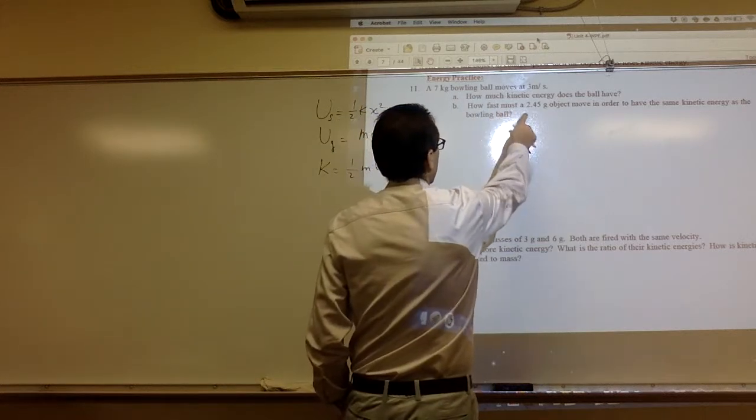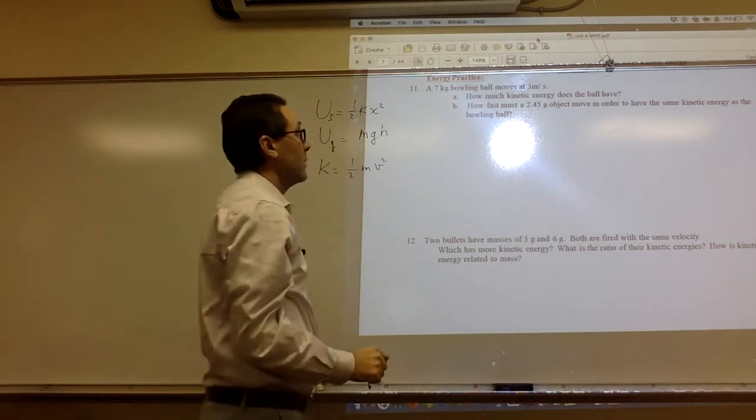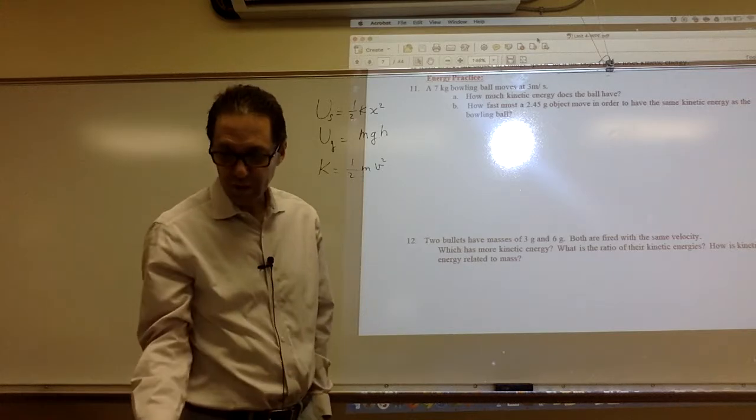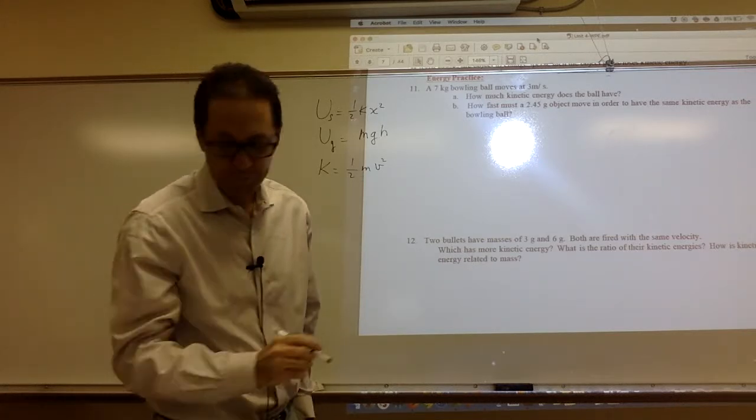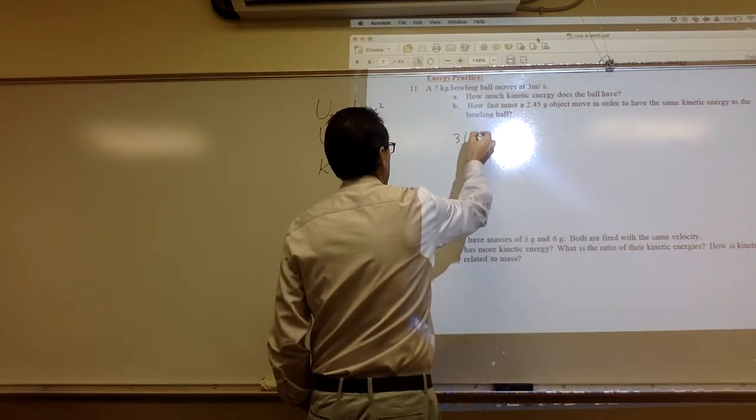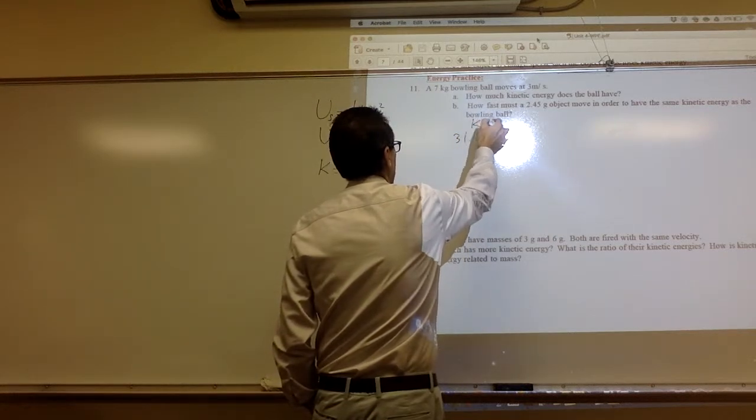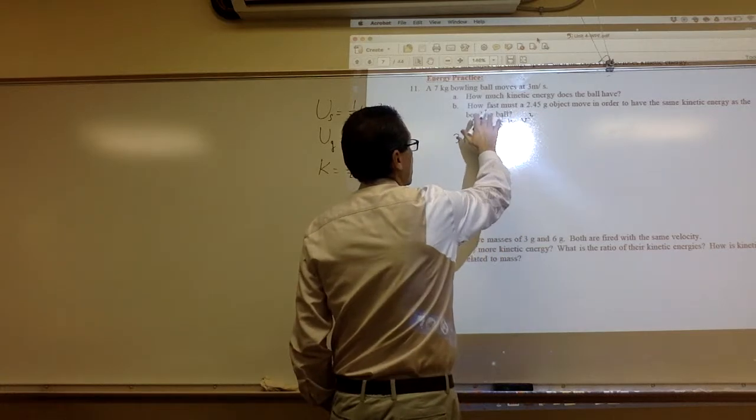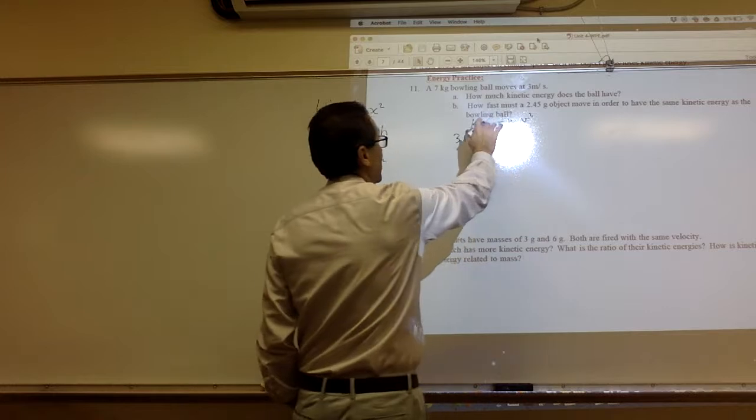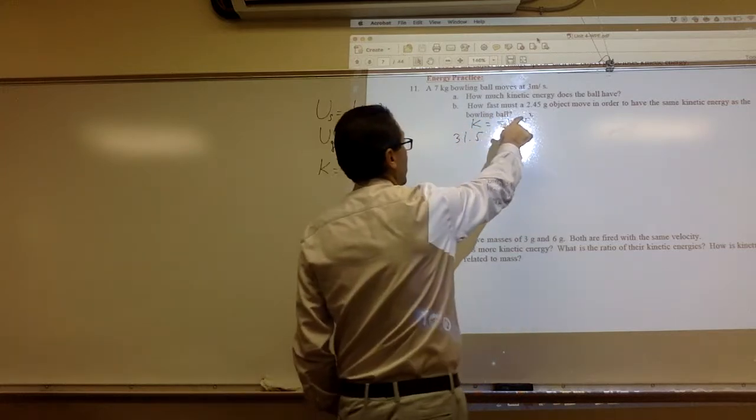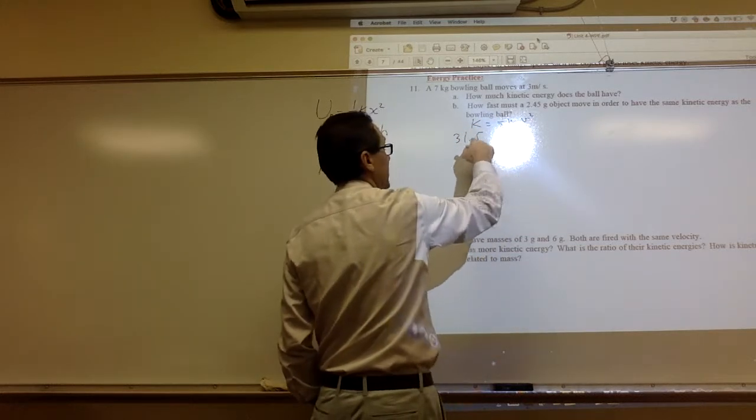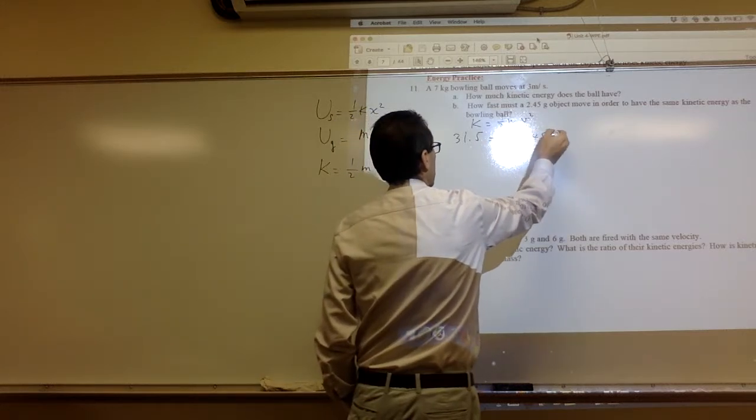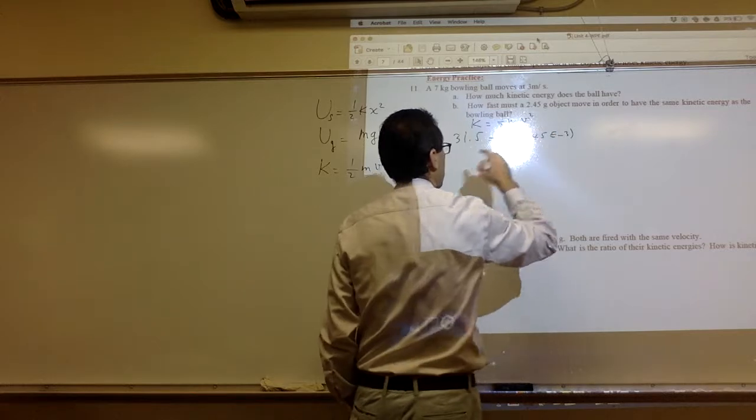Okay, how fast must a 2.45 gram object move in order to have the same kinetic energy as the bowling ball? So if you do the kinetic energy for the bowling ball, you're going to get 31.5. Okay, so K is 1/2 m v squared. Well, you want this small object, this 2.45 grams, to have the same kinetic energy. So you put the kinetic energy here, 1/2. Now you have to change grams to kilograms.